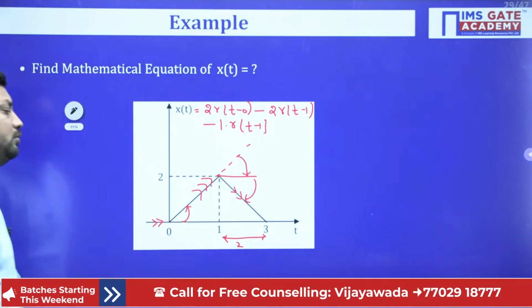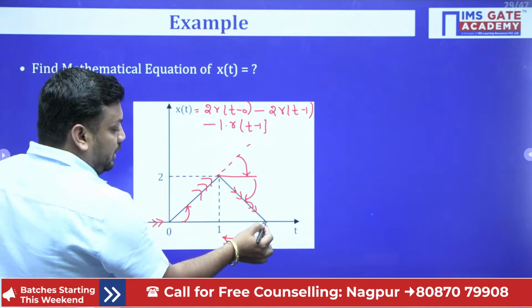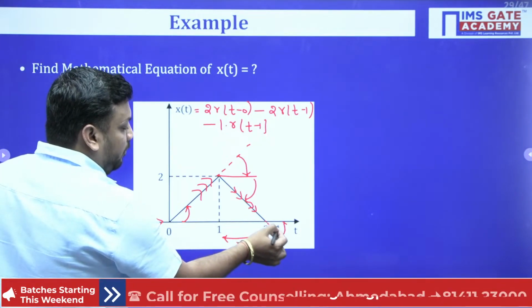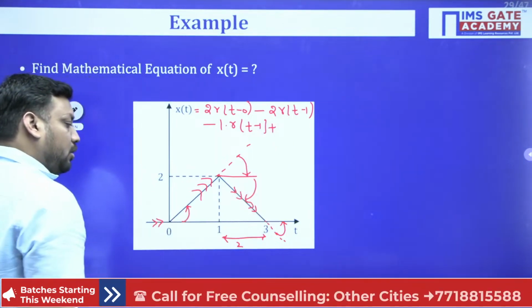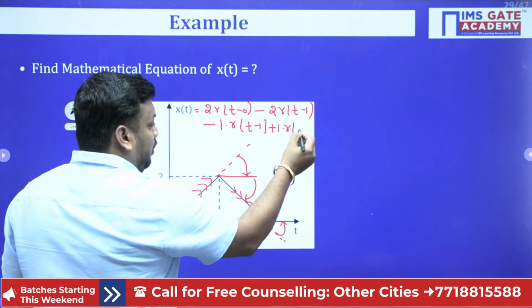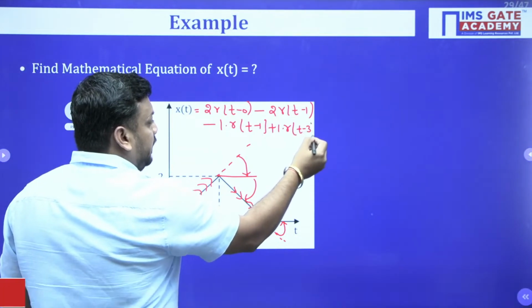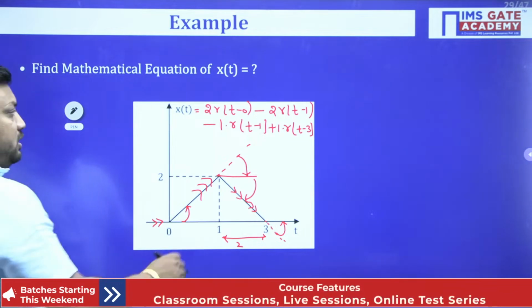So now I am traveling here, guys. If this line travels like this, I have to go in the upward direction. Upward direction means plus sign. So what is the slope, guys? Plus 1 into r of t minus 3. So this is your final curve, guys.